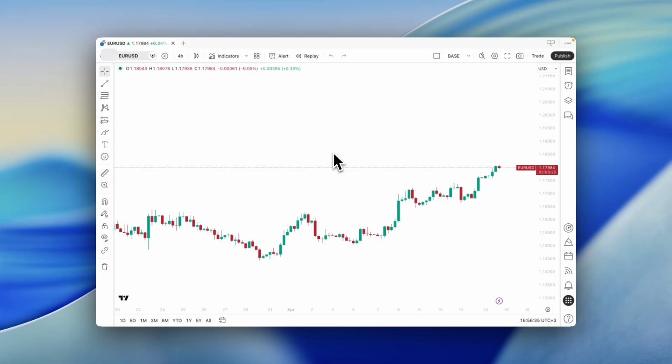In today's video, I'm going to show you how the MACD works in practice. So we need to load up our chart on TradingView, and we're using the euro against the US dollar on a 4-hour time frame. Now, the way to do this is firstly, we need to load up our MACD indicator.